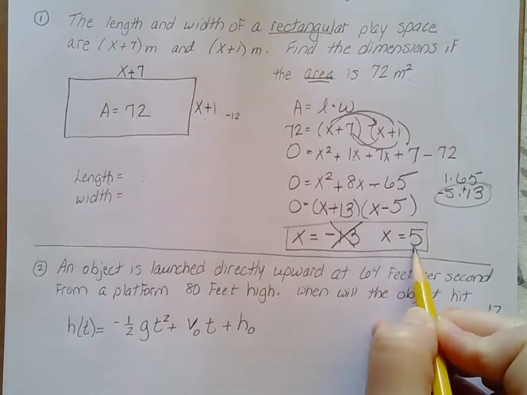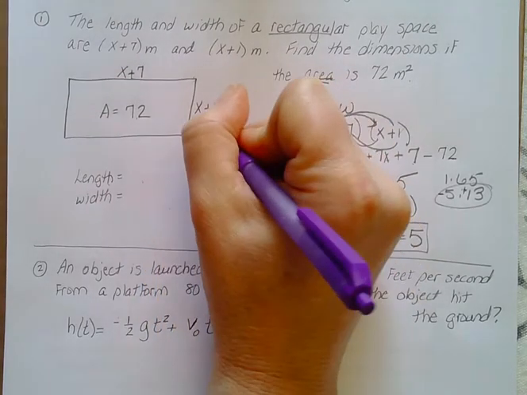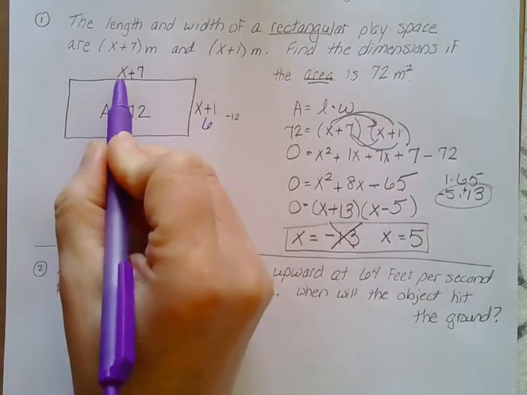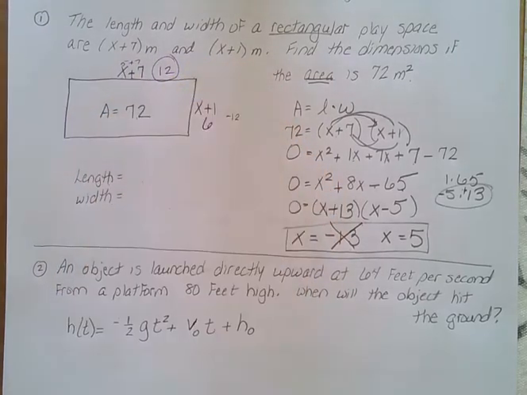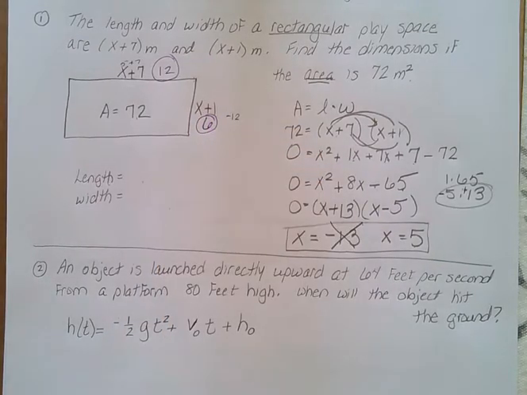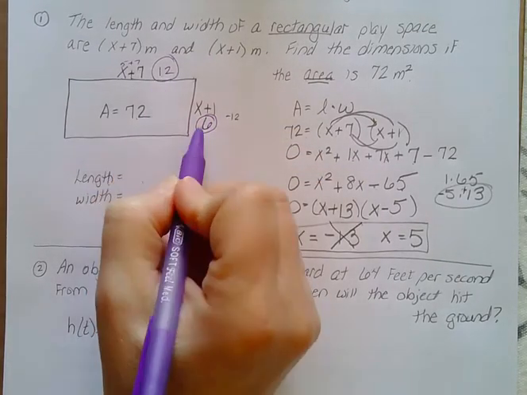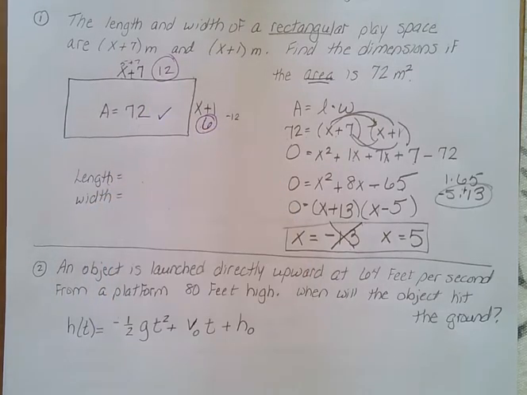X is equal to 5. So now if I plug in 5, then 5 plus 1 is 6. Plug 5 in here, so 5 plus 7, that's 12. And I usually do write my dimensions in. Sometimes I circle them, write them in purple so they stand out. And here's your quick double check. 12 times 6, yeah, that's 72. So that's definitely going to work.